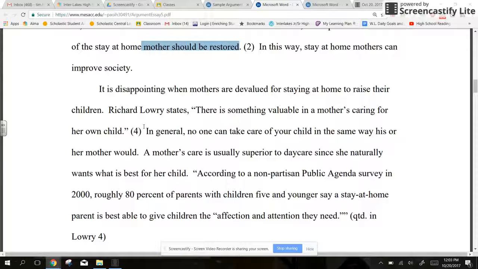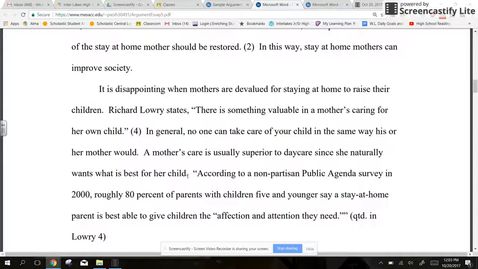No one can take care of your child in the same way his or her mother would. A mother's care is usually superior to the daycare since she naturally wants what is best for her child. So, again, a little cause and effect moment right here where we talk about how a value is different in one place than another. It sticks to the author's main point. I like this interpretation piece.